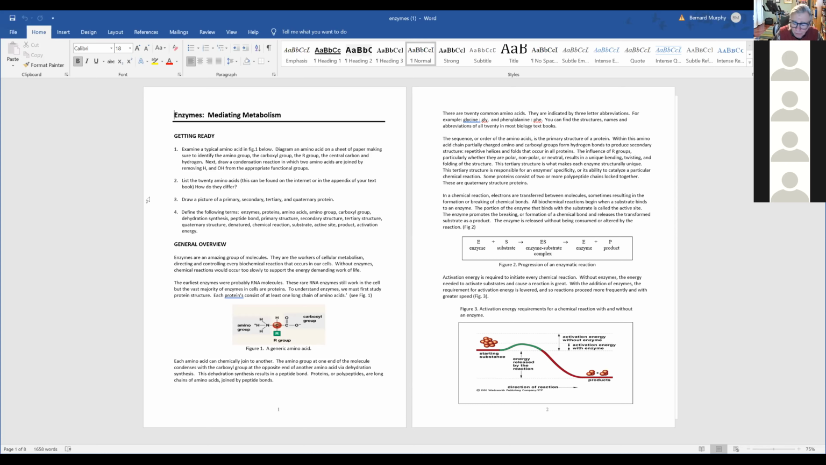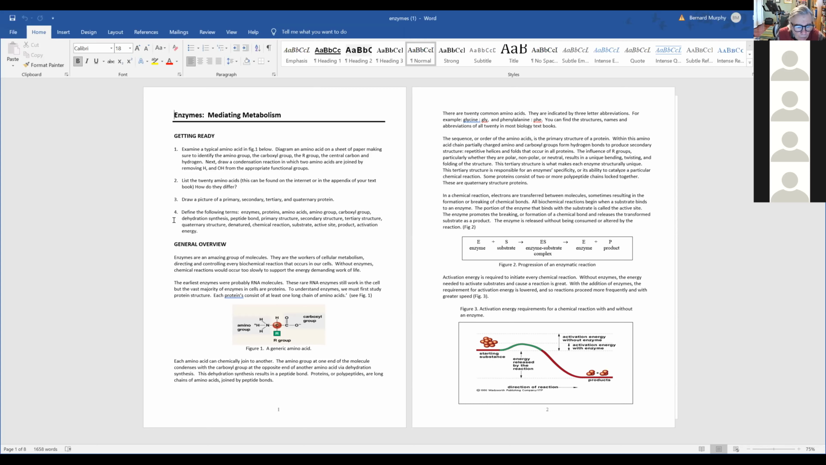Okay. Now define the following terms, number 4 here. Okay, enzyme. First we talk about catalyst. You've got to know what a catalyst is. A catalyst is a molecule or something that speeds up chemical reactions without being used up in the process. Right?